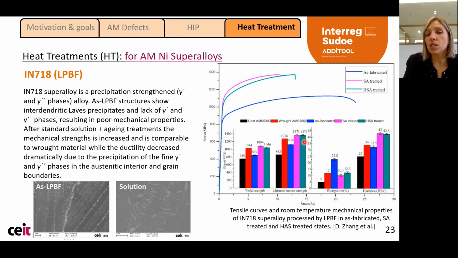First of all, we see that yes, we are able to increase the UTS and to have even similar yield strength compared with the forged materials. However, the problem is that we completely decrease the elongation of this material using this heat treatment. So it's needed to optimize this heat treatment so that, although we increase the strength, we do not lose as much elongation.